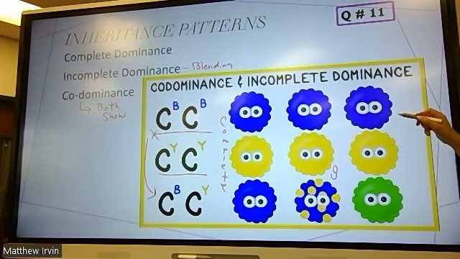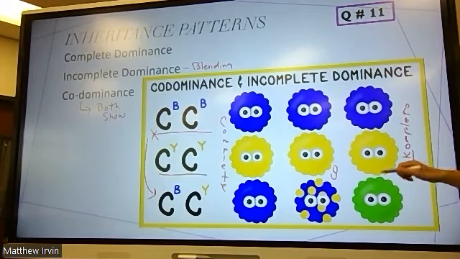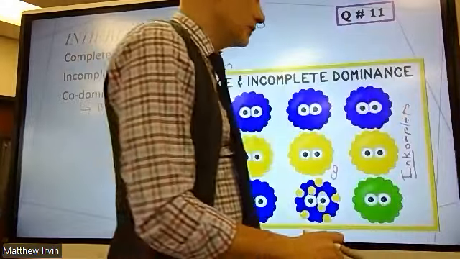And then in our third one, we have blue and yellow making green. So that is incomplete dominance. You can think of that as incomplete dominance, because if you take two colors of ink and blend them together, you will get a mix. So a little trick to help remember that.